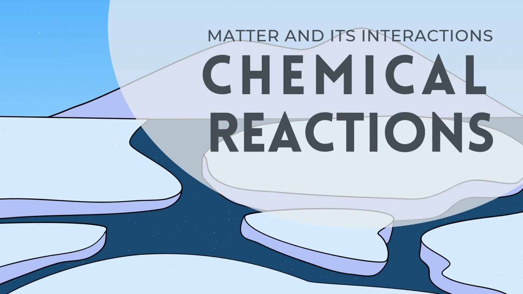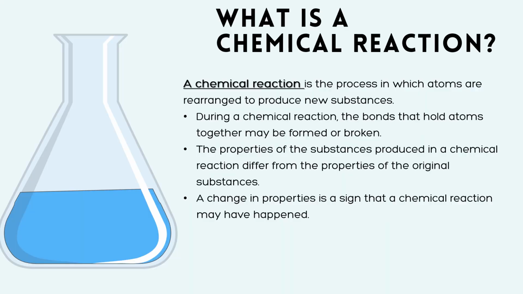Let's start our first lesson in quarter three. The first lesson is talking about the chemical reaction. So let's start. Let's talk about what a chemical reaction is. The chemical reaction is a process in which the atoms are rearranged to produce new substances. During the chemical reaction, the bonds that hold atoms together may be formed or may be broken.